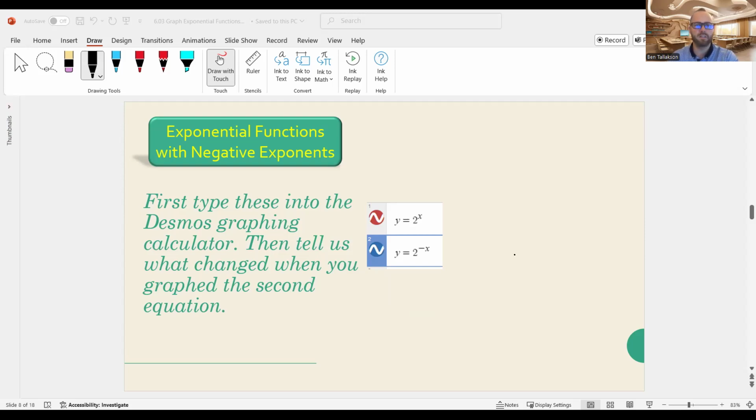Now let me see if I have it on the next screen, but first, think about what changed when you graph the second equation. And if you're not familiar with this graphing calculator, clicking here or here can remove that graph. So if I only want to see this graph, then I would click on there to make it look like a blue circle. So let me show you really quick. I'm going to share my screen with you here.